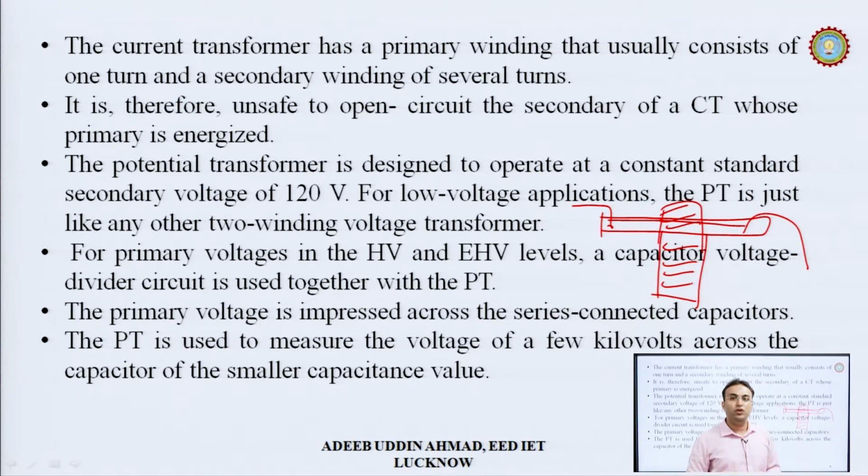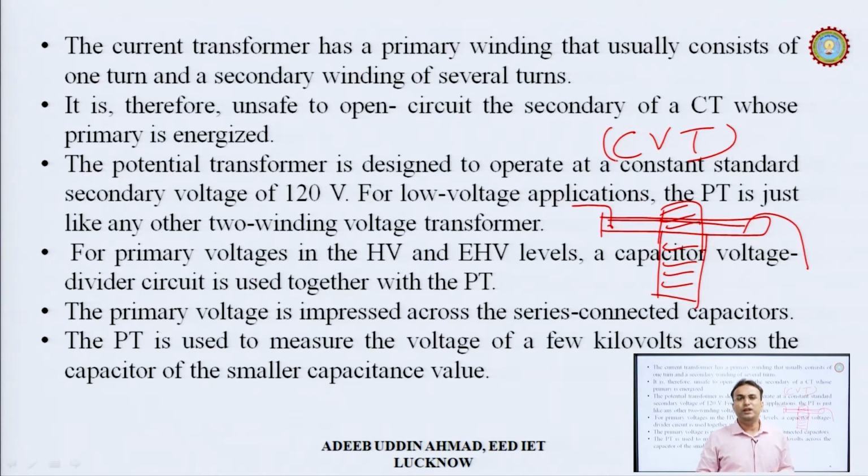when the primary voltage is at high or extra high voltage levels, a capacitor voltage divider circuit is used for the PT. We can say this whole unit is a capacitive potential transformer, or capacitor voltage transformer, that is CVT. This is basically a capacitor potential transformer.